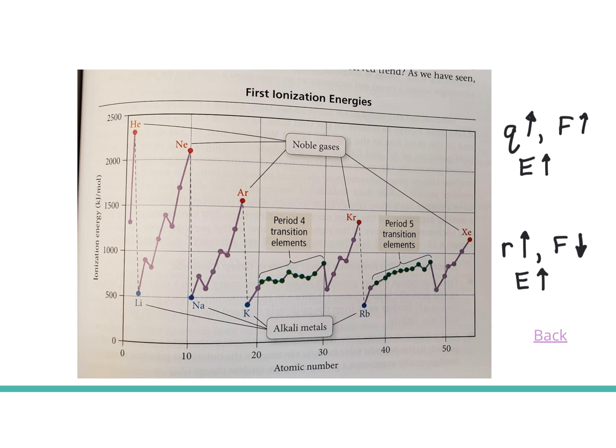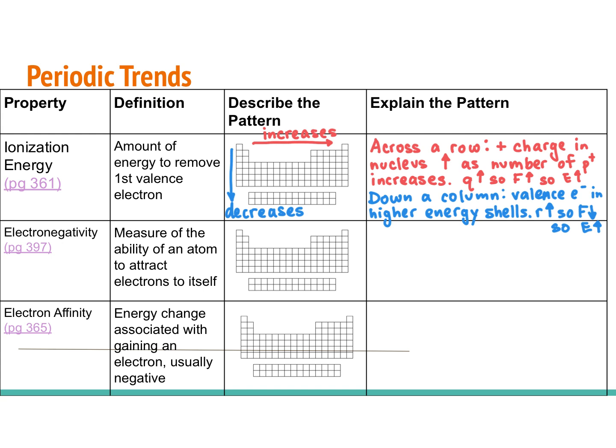Let's write down on your table a summary of what you just heard. So I've summarized here what I said on the previous slide out loud. Across a row, ionization energy increases because the positive charge in the nucleus increases as the number of protons increases in the nucleus. It's also worth noting that the electrons in a row, the valence electrons, are all in the same occupied energy level or energy shell. So charge increases, pulling on each electron, so the force is greater, and so the energy required to separate an electron from the atom is greater.